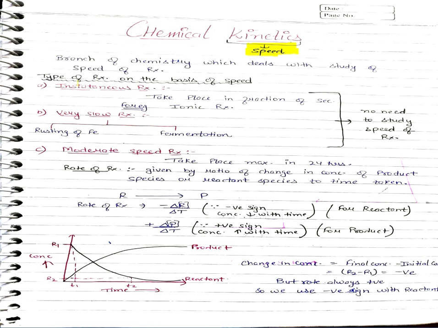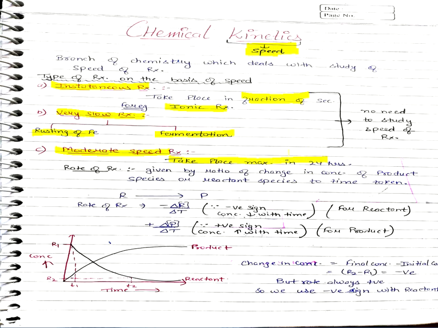There are types of reaction on the basis of speed. Number one is instantaneous reaction, which takes place in a fraction of a second, for example ionic reactions. Next, very slow reactions, which take place slowly, for example rusting of iron and fermentation. These are slow reactions. We also have moderate rate reactions in chemical kinetics, which take place in about 24 hours.